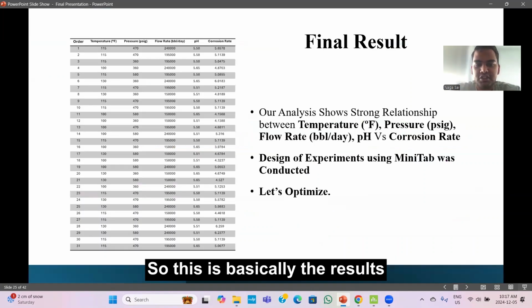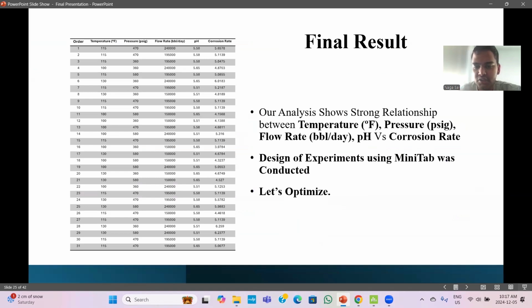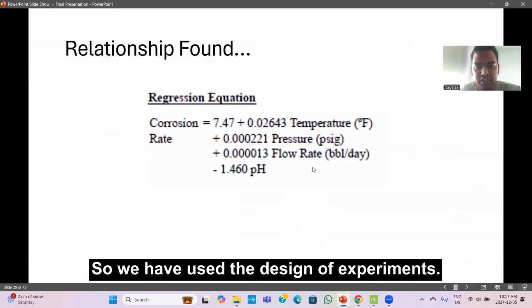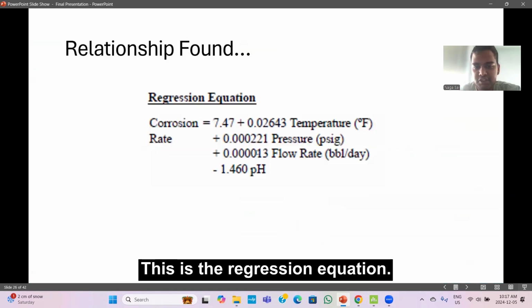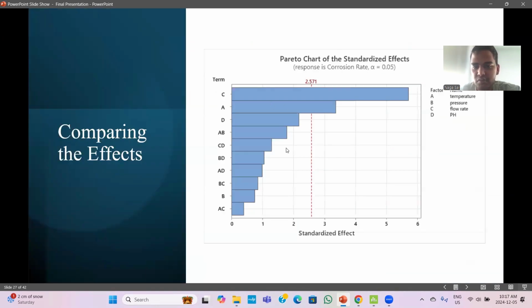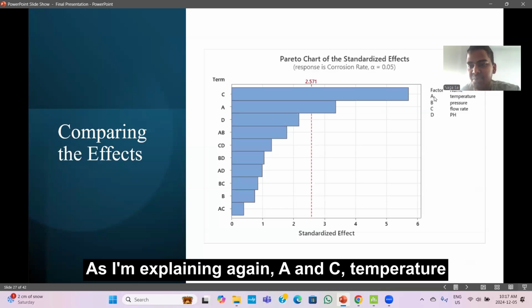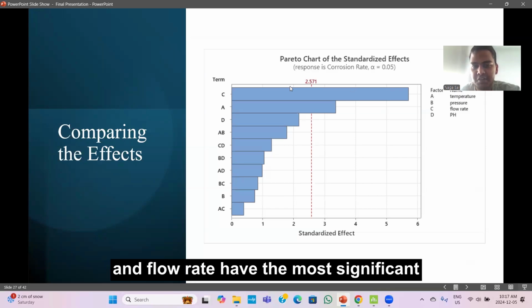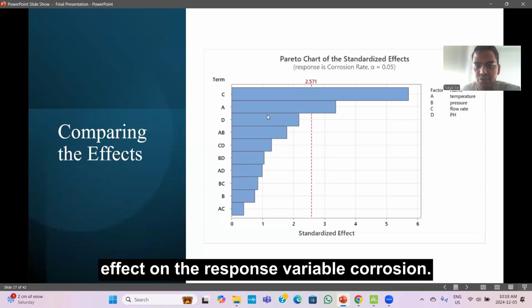So these are the results I showed in Minitab. We have used the design of experiments. This is the regression equation I have just shown in Minitab, and these are the effects. As I explained again, A and C, temperature and flow rate, have the most significant effect on the response variable, corrosion.